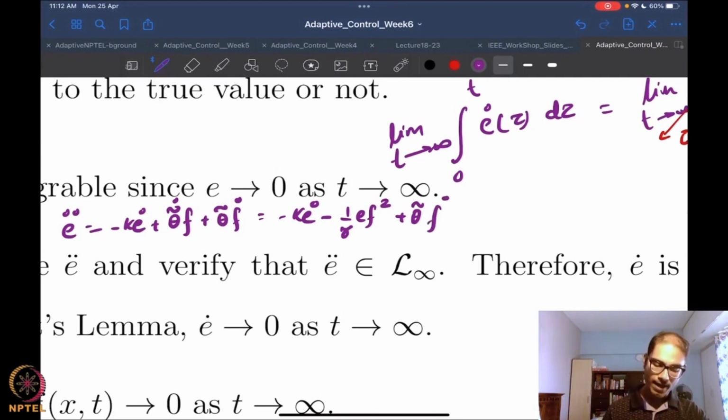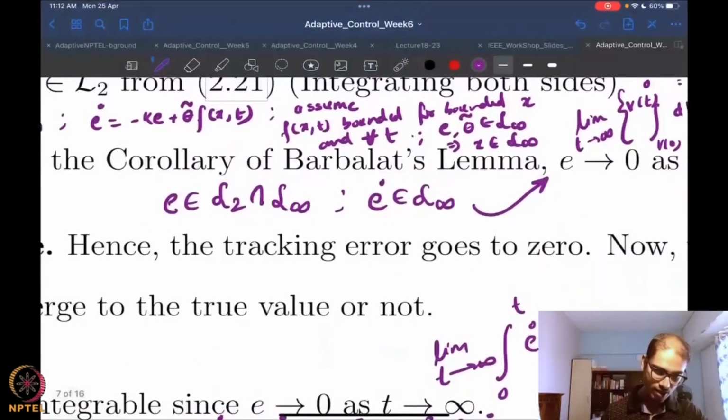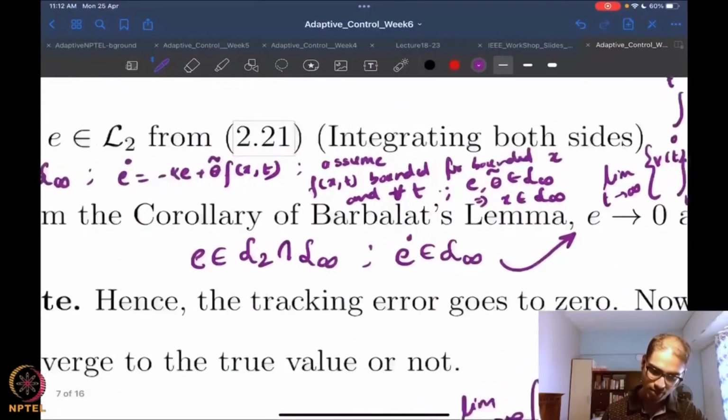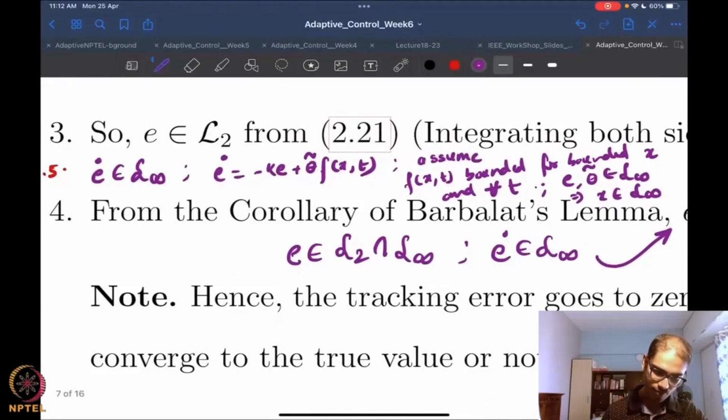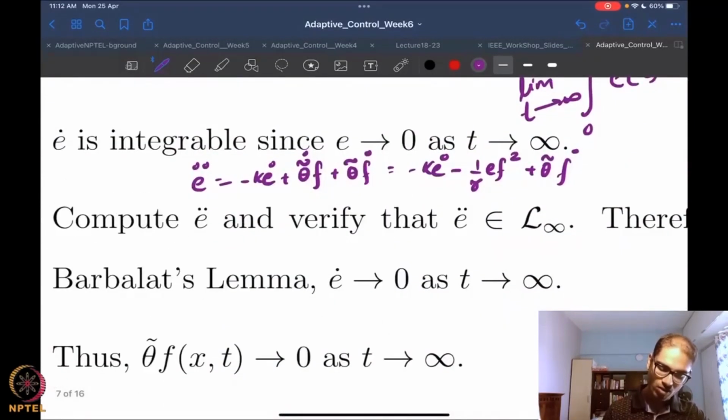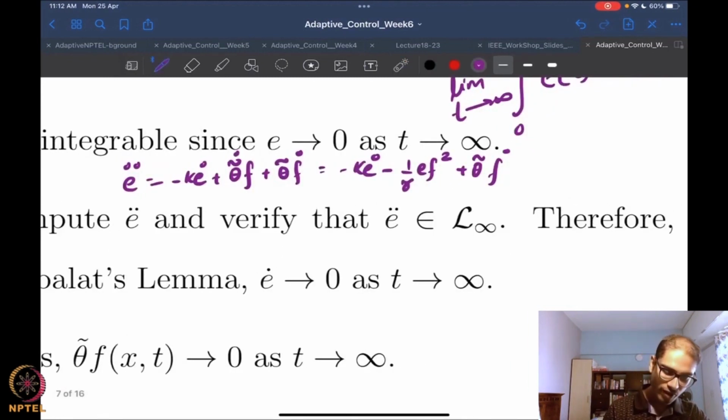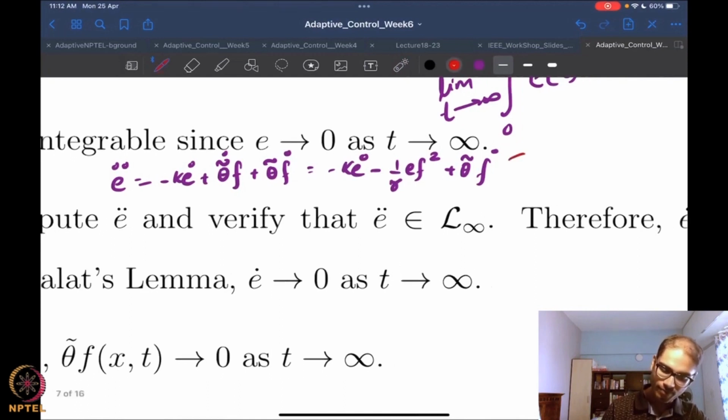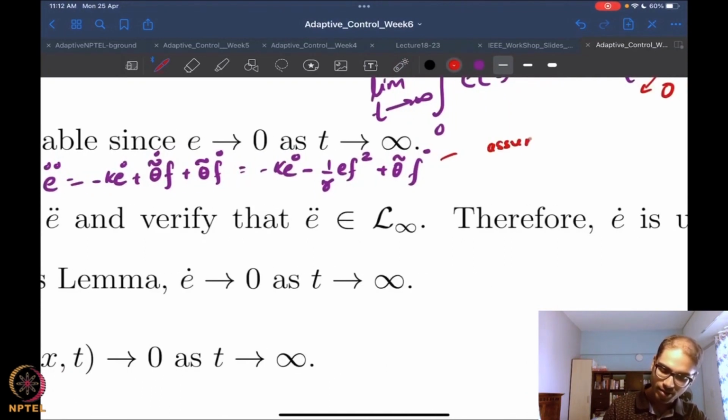So now what do I know? I know that E dot is bounded. We already proved it. Then we know that E and F are bounded. F is bounded by our assumption. E is bounded by the Lyapunov analysis. Now if I further assume something on F dot, assume F dot is bounded for bounded X and all time.